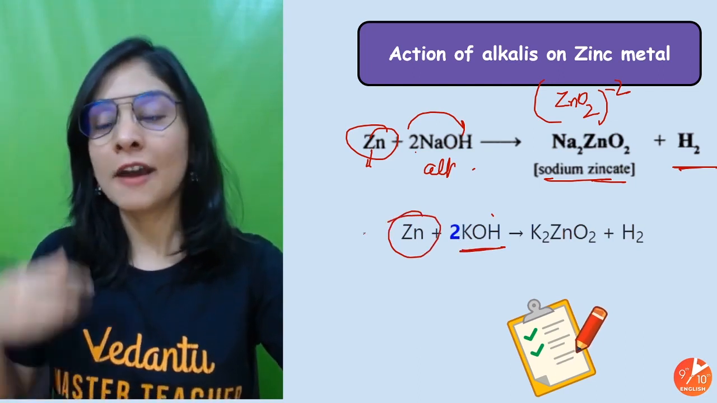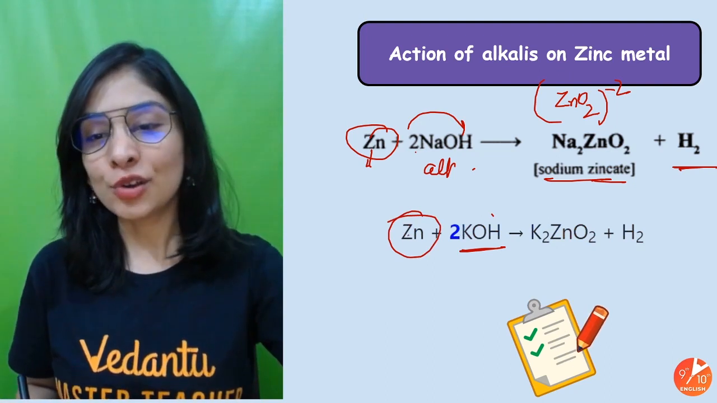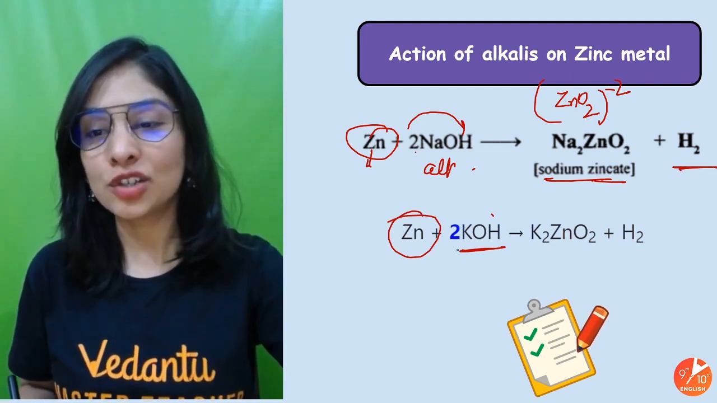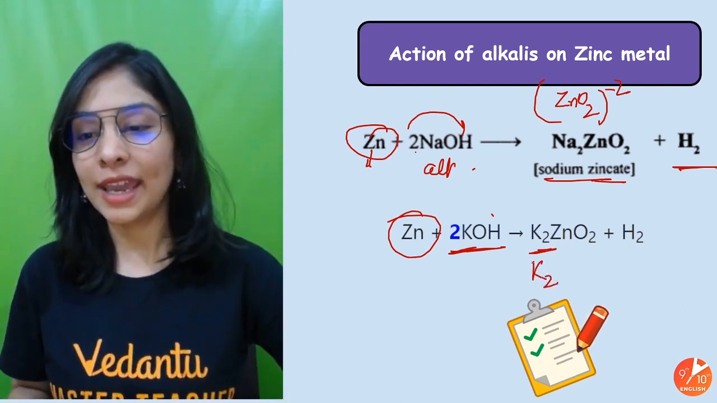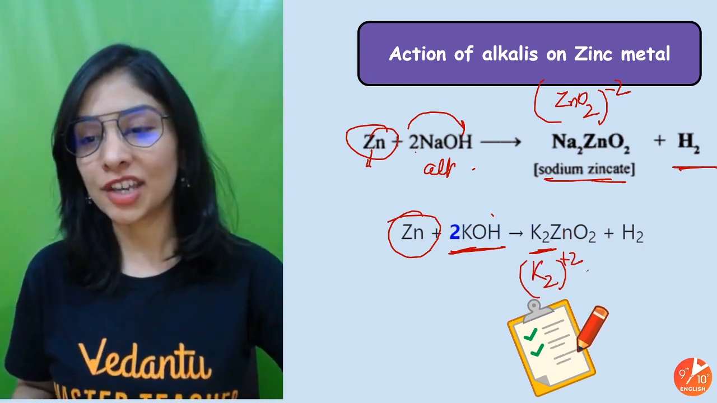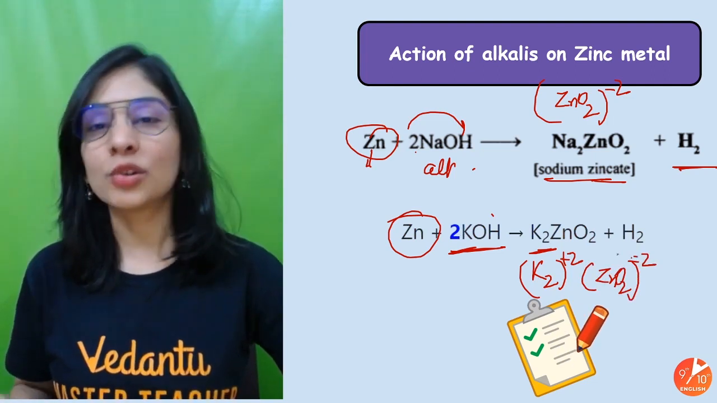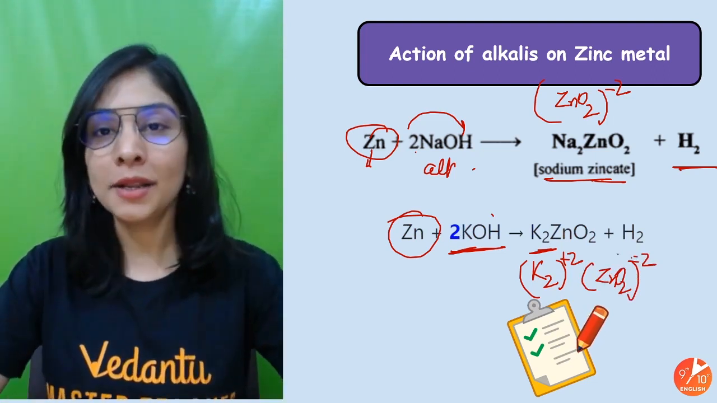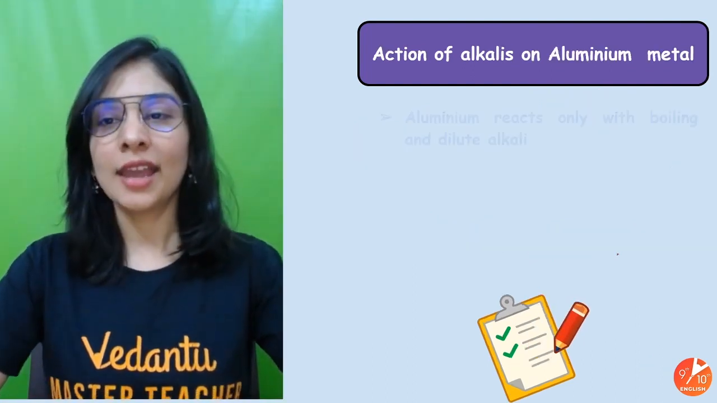What am I going to get? First I got sodium zincate, now I'm going to get potassium zincate. So zinc with KOH, what am I going to get? K2ZnO2. Valency should be satisfied. 2K is giving a +2 charge, as one potassium is +1, two potassium is +2. Zincate is having a -2 charge. Total positive and negative must be equal, and then along with hydrogen gas. Yes, pretty much clear? Yes, ma'am.